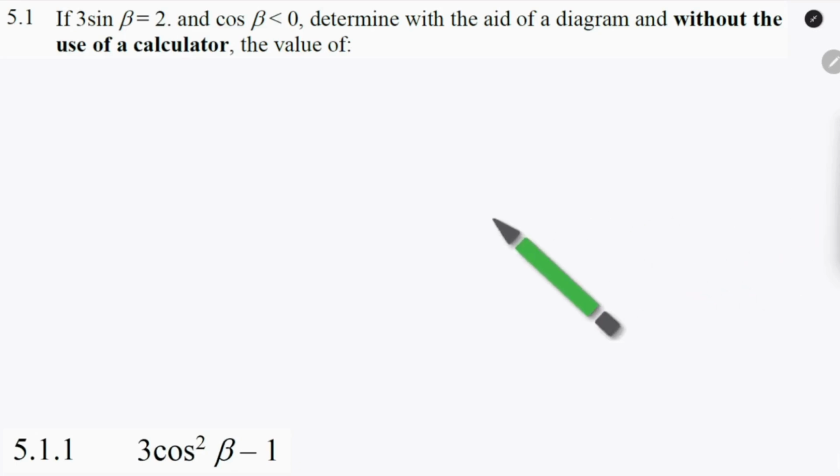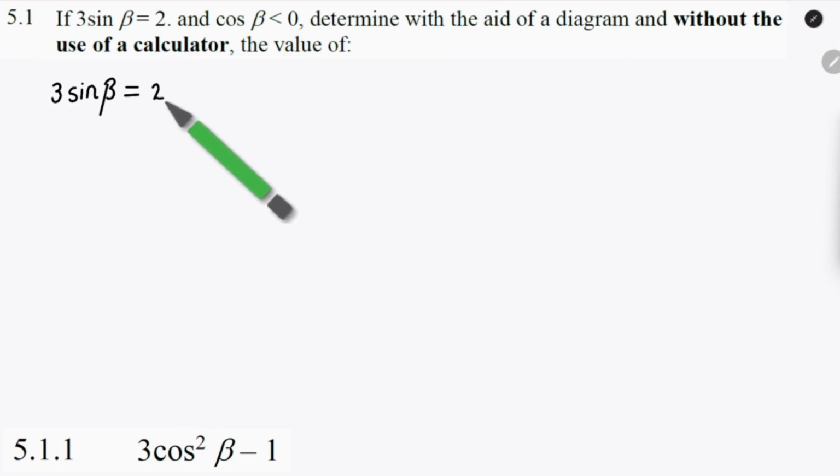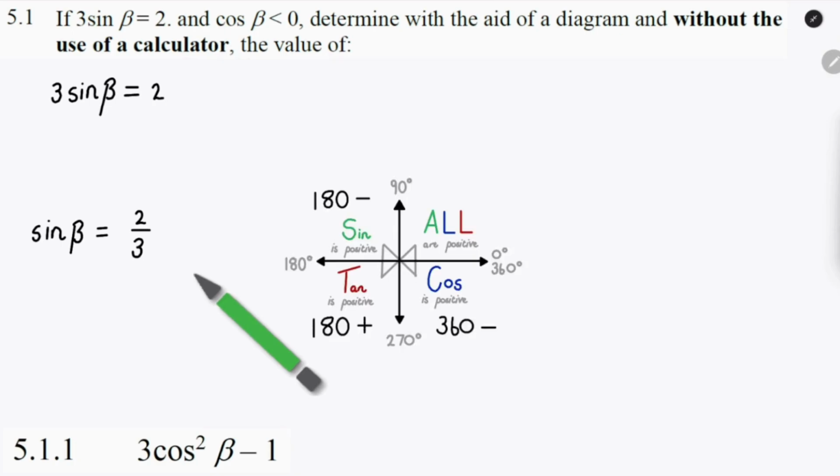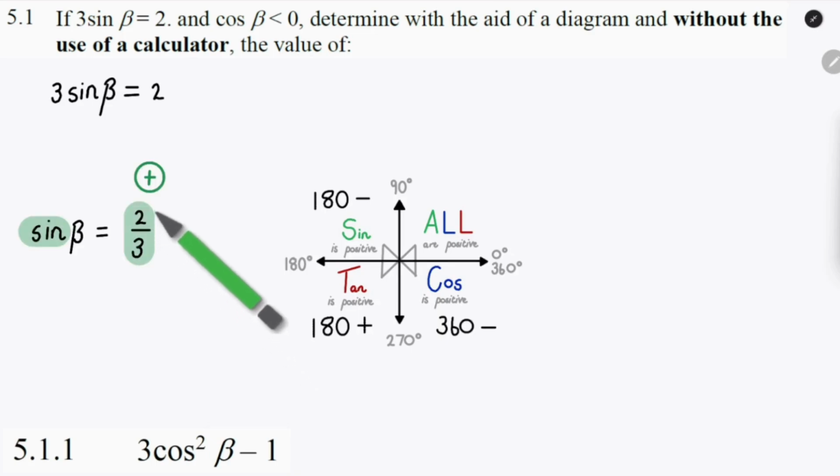In question 5, we start off with trigonometry, and they told us with the aid of a diagram, so that means we're going to have to do a sketch. And if we're going to do a sketch, we need to decide what quadrant we're going to be working in. So first things first, we need to grab this 3 sine beta equals 2 and get sine on its own so that I can assess whether sine is positive or negative. In this case, we can clearly see that sine is positive based upon looking at this fraction here. And then we're going to draw a little CAST diagram, and sine is positive in the first and second quadrant according to your CAST diagram.